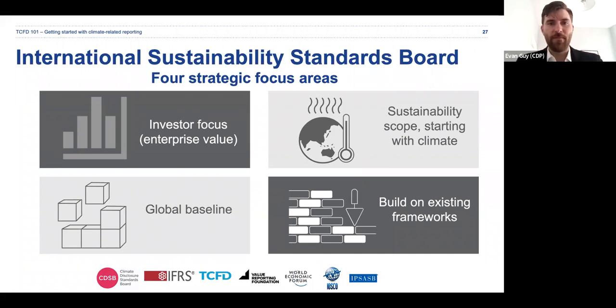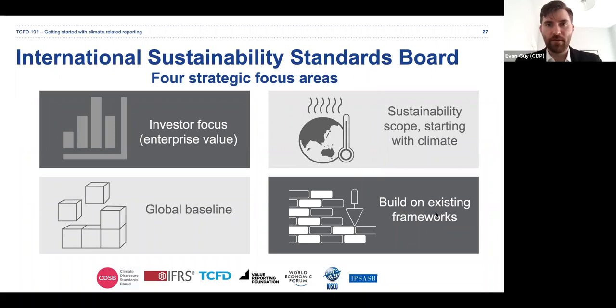As you can see here, the ISSB has four strategic focus areas, one being investor focus, creating climate disclosure standards that provide an investor focus. The ISSB will take a broad scope around sustainability, starting with climate but considering other areas. It looks to create a global baseline and builds on existing frameworks.